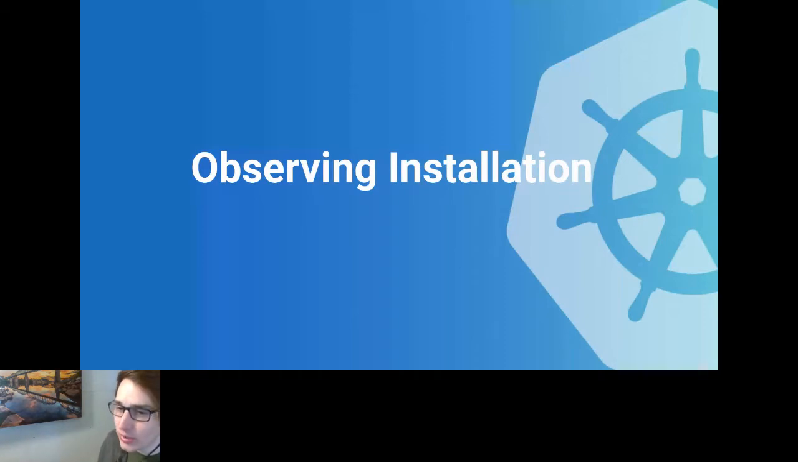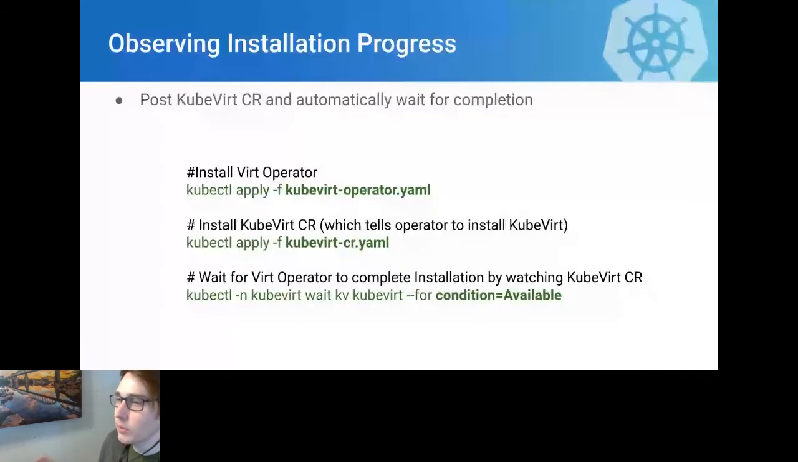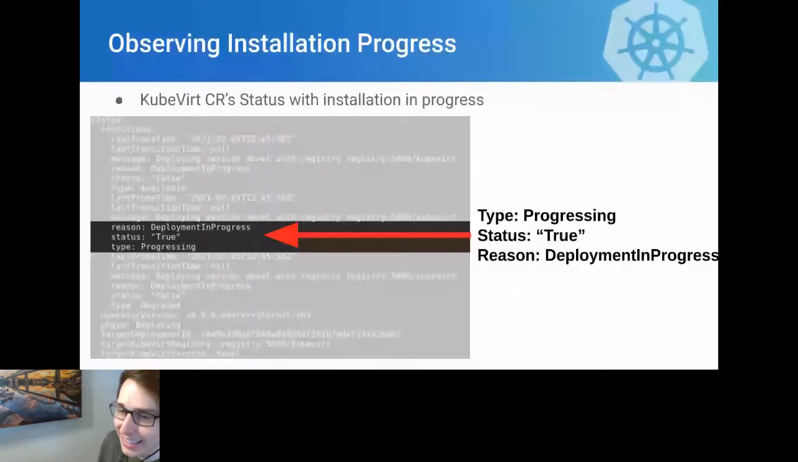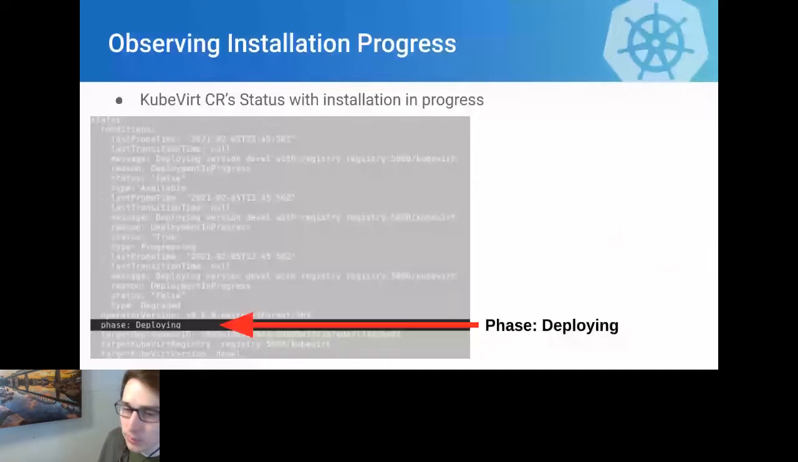So let's take a closer look at what you can expect to see in the KubeVirt custom resource's status, both during and after the installation is completed. As soon as virt-operator begins working on the KubeVirt install, that's going to be indicated in a condition called Progressing. Here we can see that condition, and it gives us a nice reason for why the condition exists, indicating that a deployment is in progress. We can also see that the phase is Deploying.